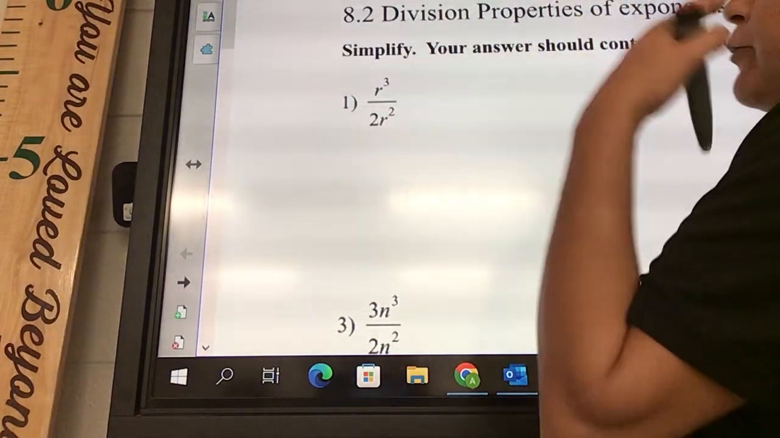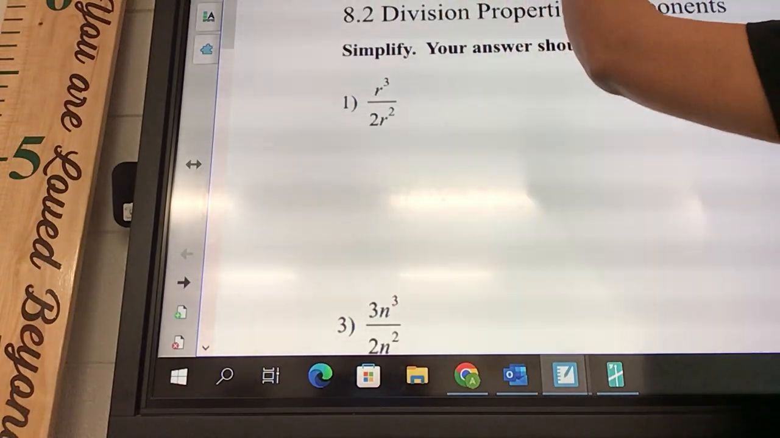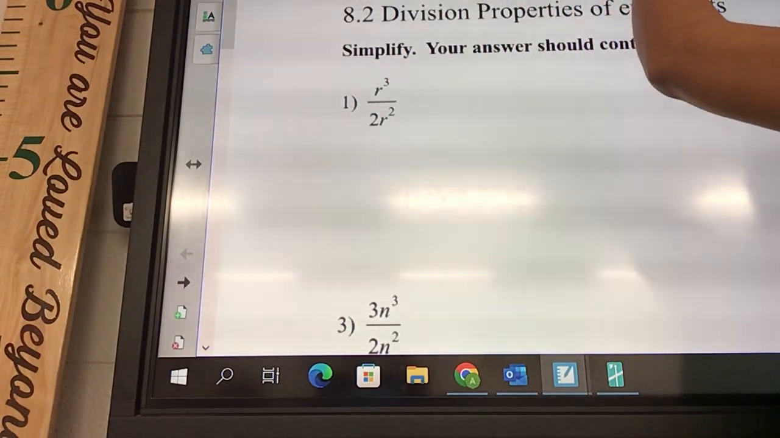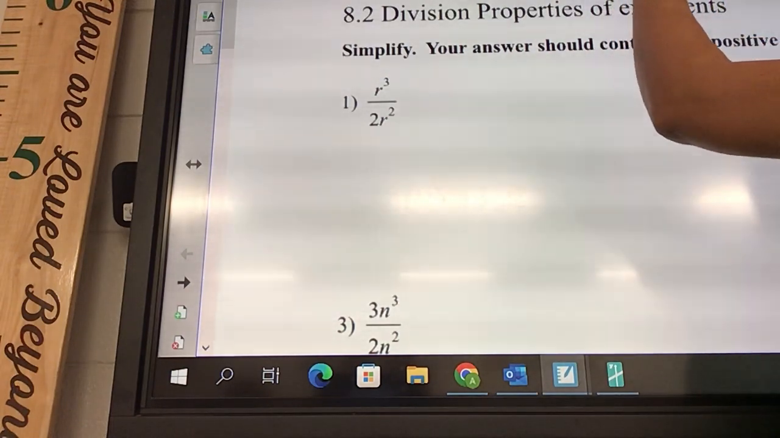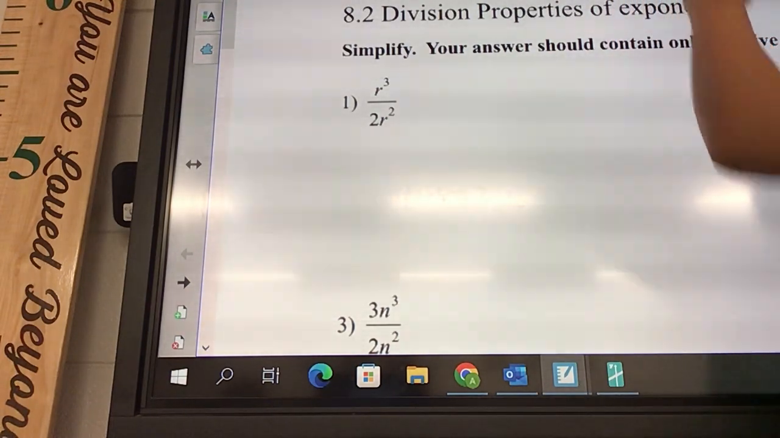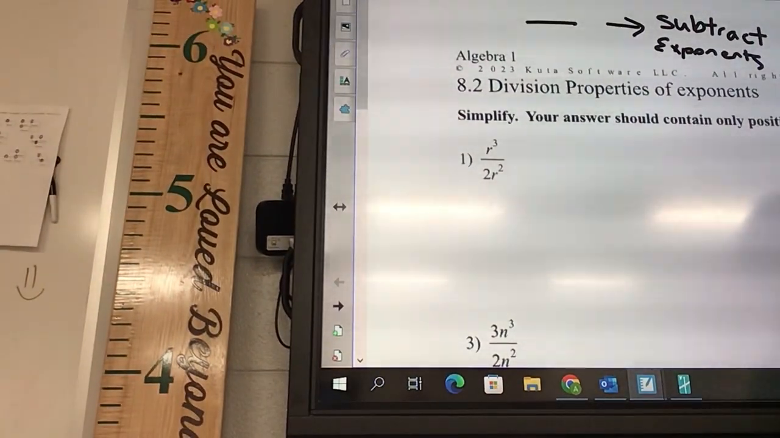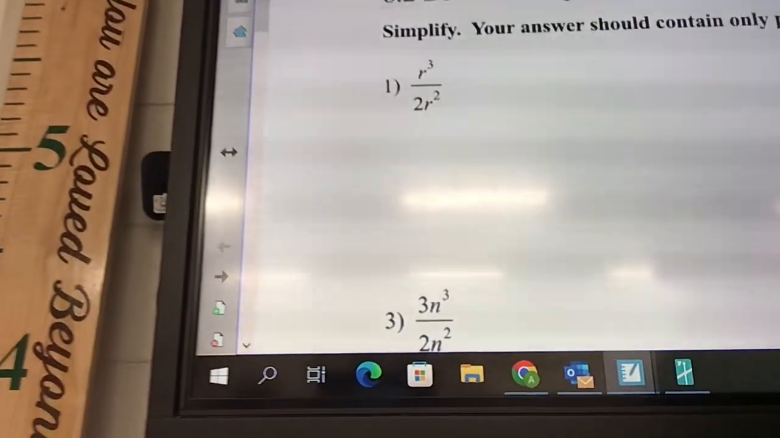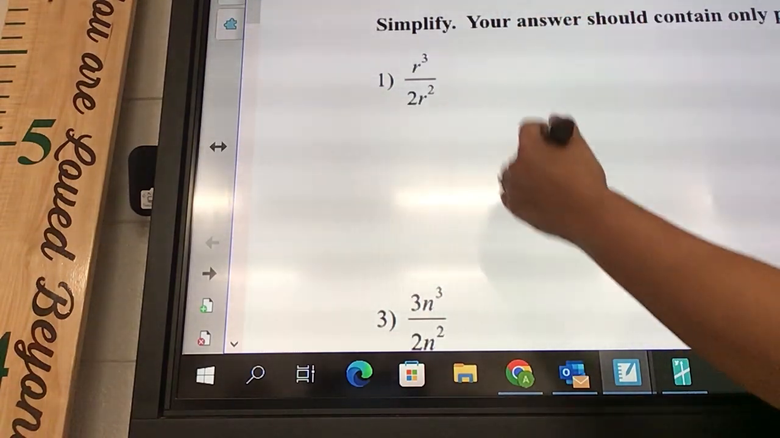And the division property for just the exponent part, when you see the bar, that lets you know that you need to subtract the exponents. So when we see that division bar, we know we need to subtract the exponents. And as far as the big numbers, or the coefficients, they kind of just depend. So if we look at number one, if we're just doing the exponents, you have to subtract the top minus the bottom.